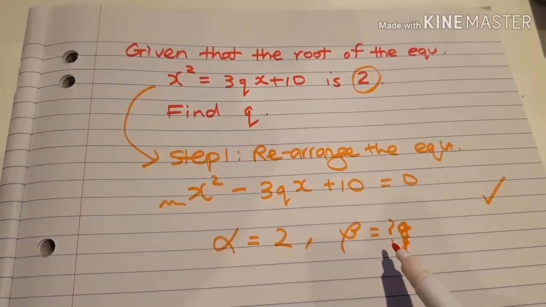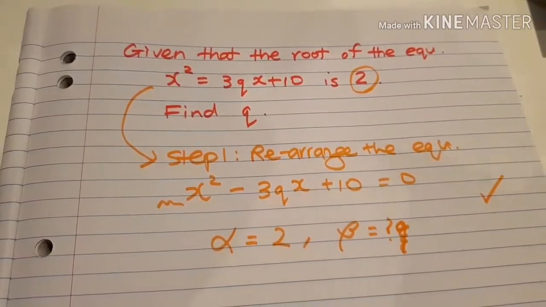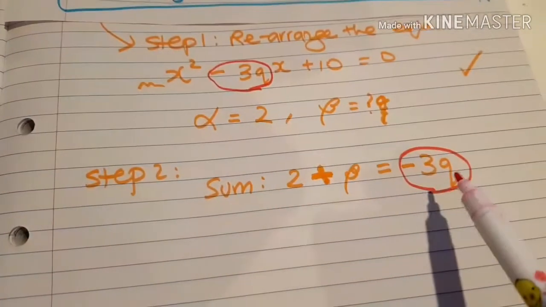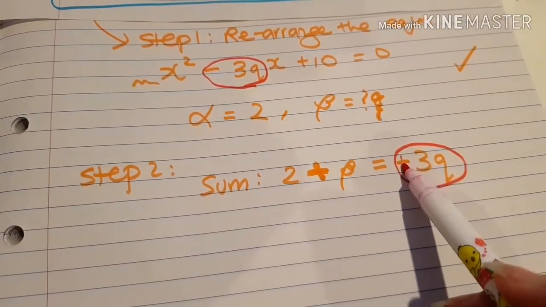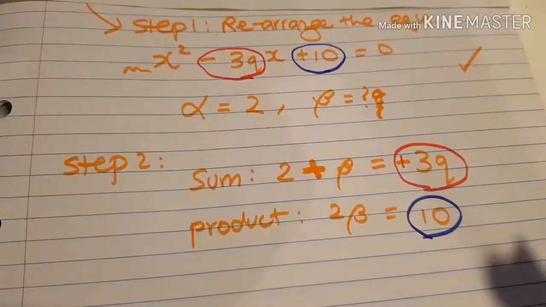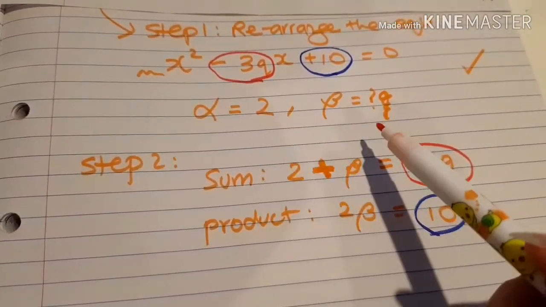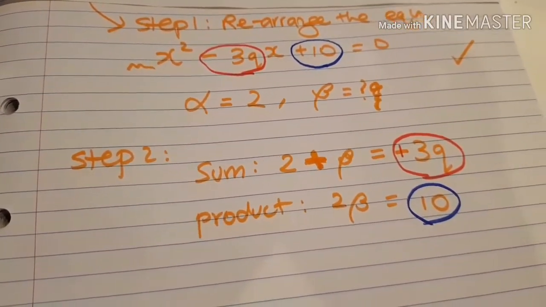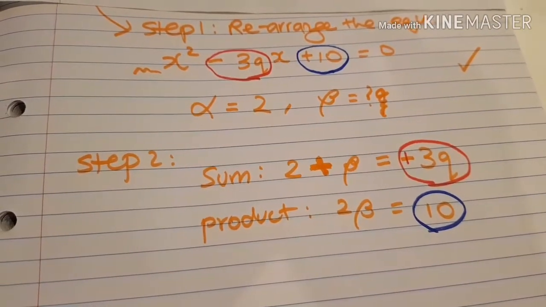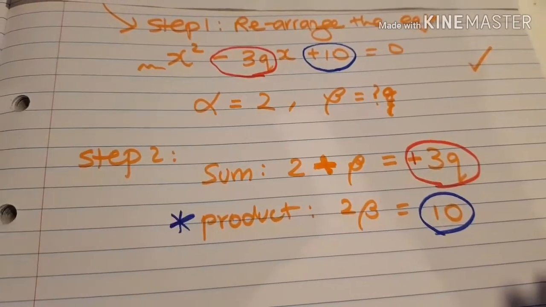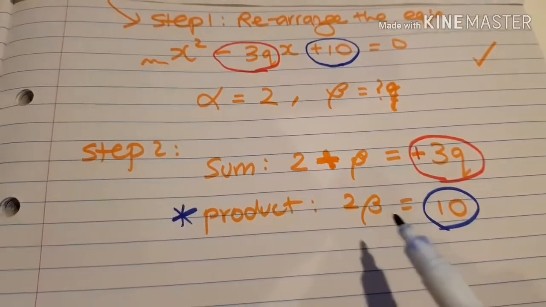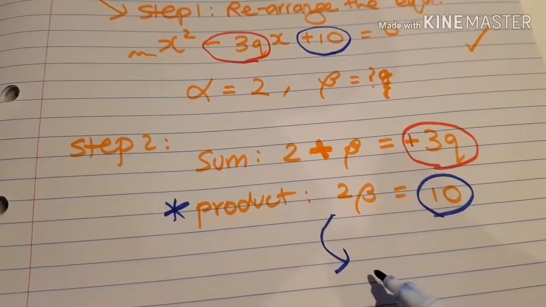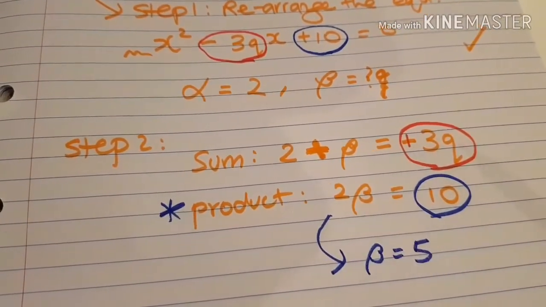And if I multiply them, it will be the constant, right? Remember, the sum of these two should be this value, but I should manually add a negative sign. And the product of the roots should be 10, the constant as it is. So let's have a go at finding out the beta. I can use the second one, the product rule. So 2 times something is 10. So obviously beta should be 5.